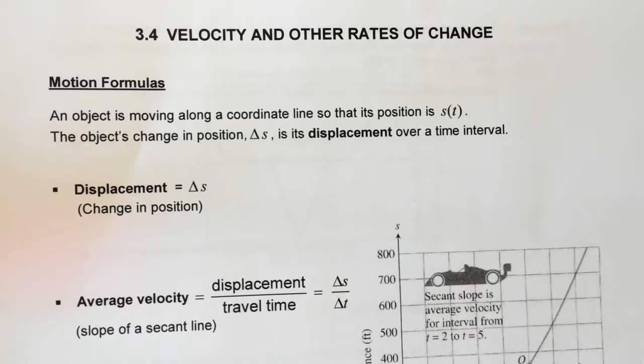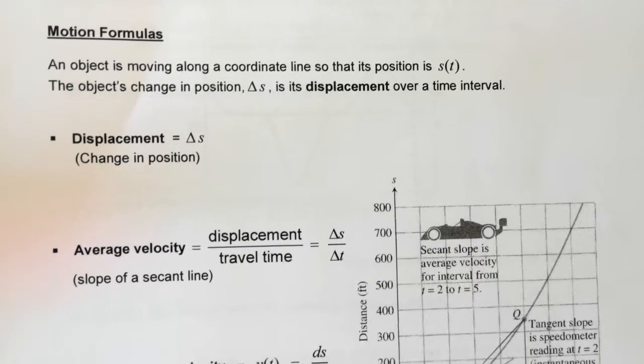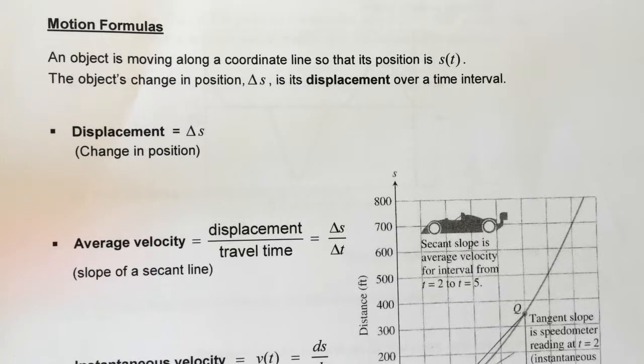Okay, ladies and gentlemen, so we are on 3.4, which is velocity and other rates of change. So this whole first page is all notation and the breakdown of how to find these various vocabulary words. An object is moving along a coordinate plane so that its position is s of t. The object's change in position, change in s, is its displacement over a time interval. So displacement is equal to the change in the position.